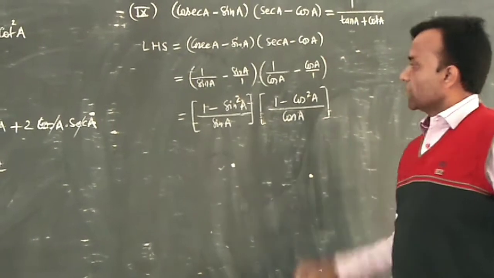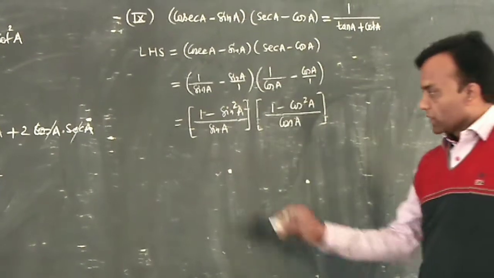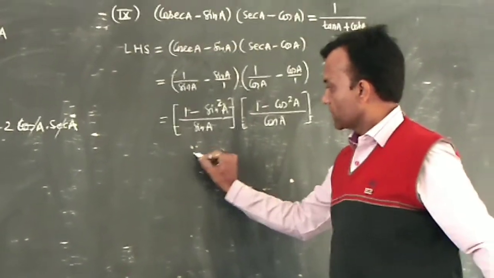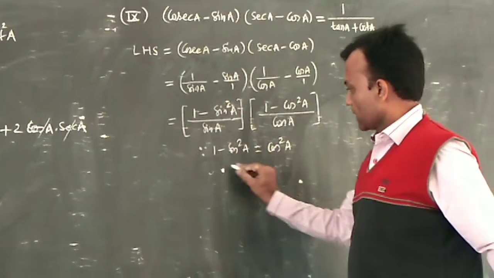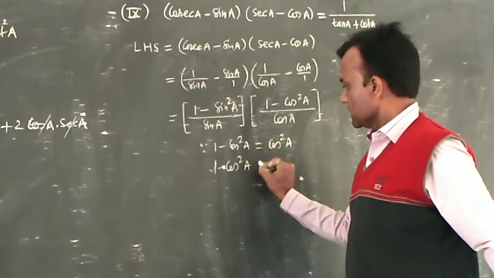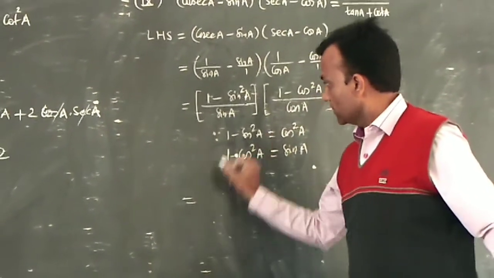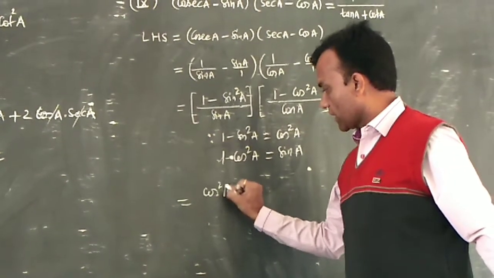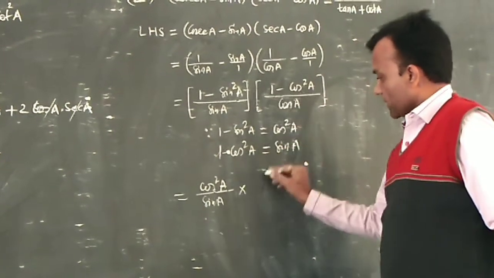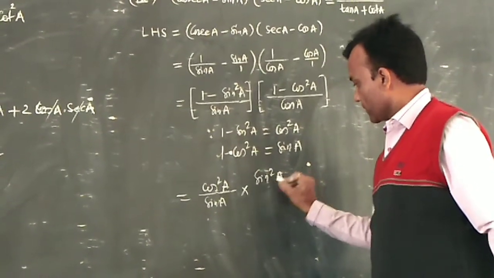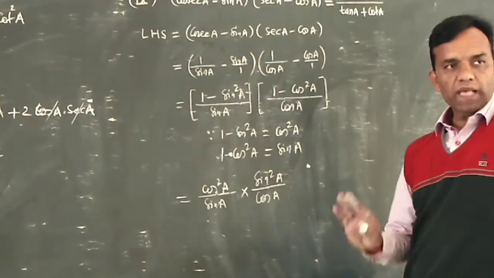What do you mean by 1 minus sin square? This is an identity. Yes. We know that 1 minus sin square A is cos square A, and 1 minus cos square A is sin square A. So now we replace both values in the brackets. The first value we have is cos square A upon sin A. Similarly, in the second bracket we have sin square A upon cos A.